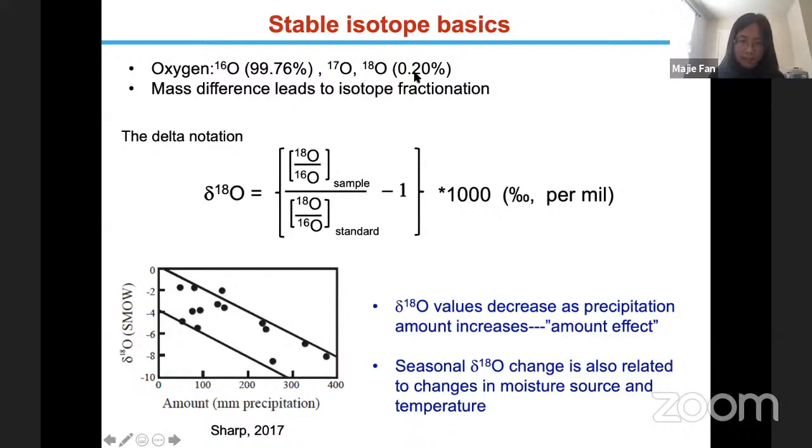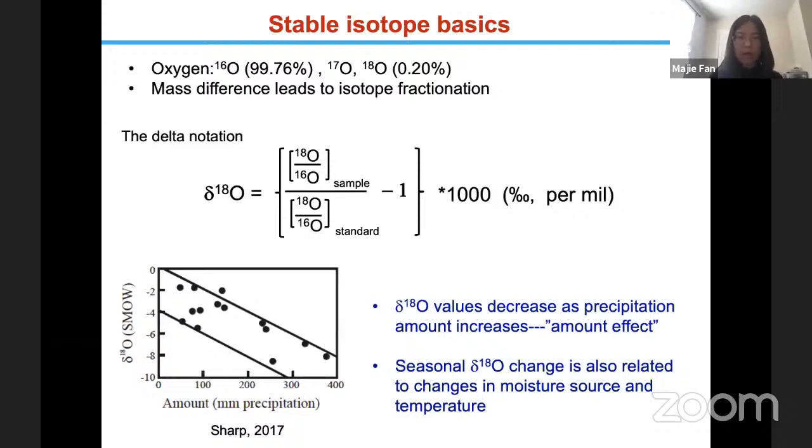Because the oxygen 18 amount is so small, we created the delta notation, which is widely used in stable isotope geochemistry to show the O18/O16 ratio of a sample relative to a universal standard. This ratio of the sample and the standard, minus 1, times 1,000, has the unit of per mil.